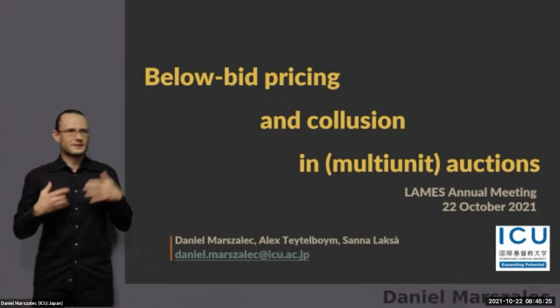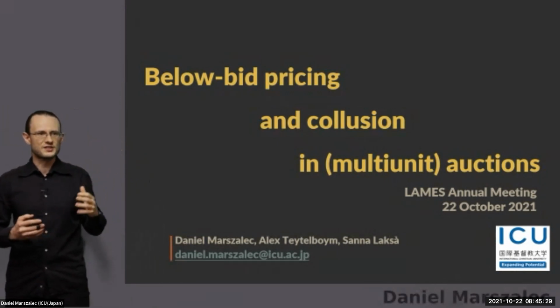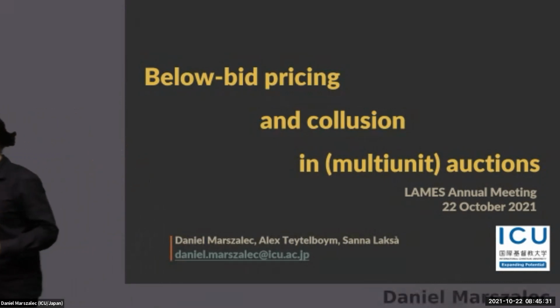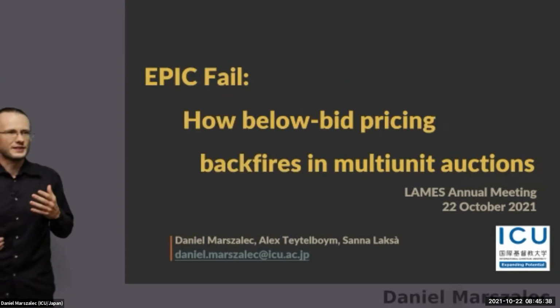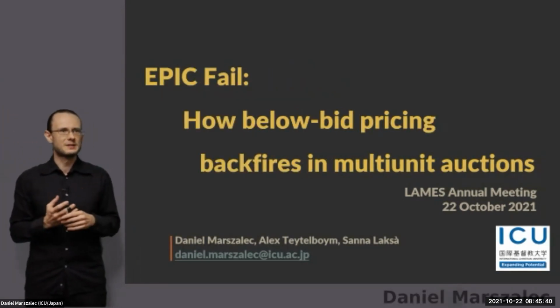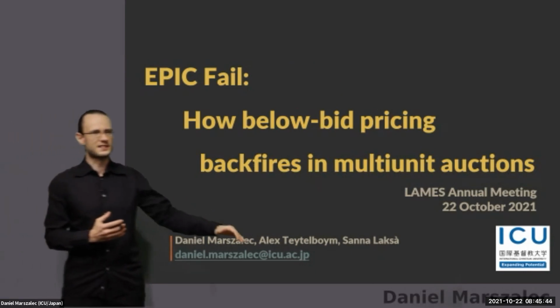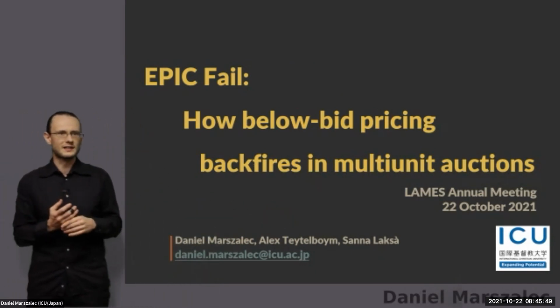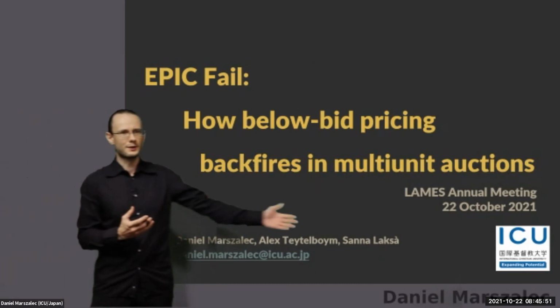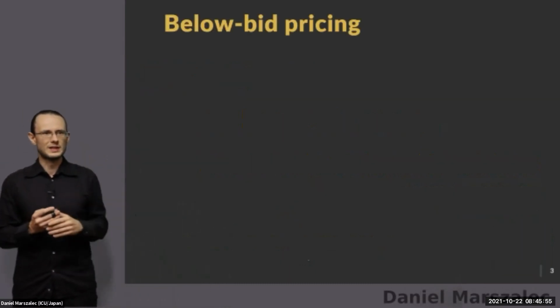So this talk is called Below Bid Pricing and Collusion in Multi-Unit Auctions, and due to the time constraint, it's in fact a part of a larger paper that is called Epic Fail, or How Below Bid Pricing Backfires in Multi-Unit Auctions. It's joint work with Alex Telboim from Oxford and with Sanna Laksa, who's based in the Faroe Islands, and I'm based in Tokyo at ICU. So let's start and talk about below bid pricing.